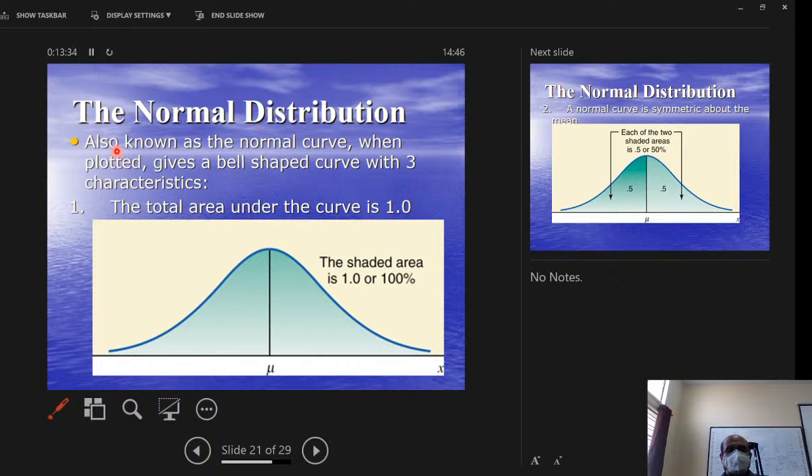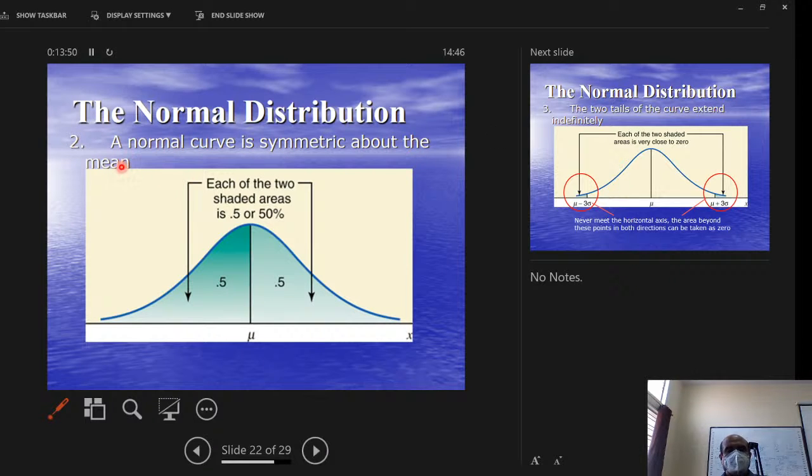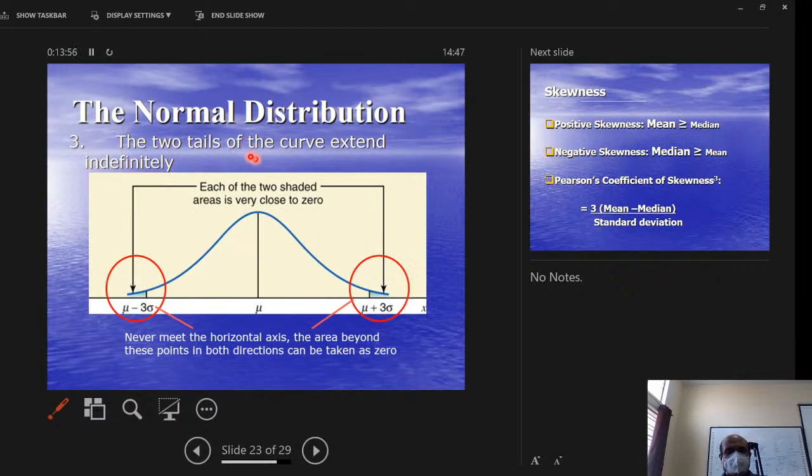The normal distribution, also known as the normal curve, when plotted, gives a bell-shaped curve with three characteristics. One, the total area under the curve is 1.0. Two, a normal curve is symmetric about the mean. Three, the two tails of the curve extend to infinity. I told you earlier also, and it is written here clearly, the tails of the normal distribution curve should go infinite.